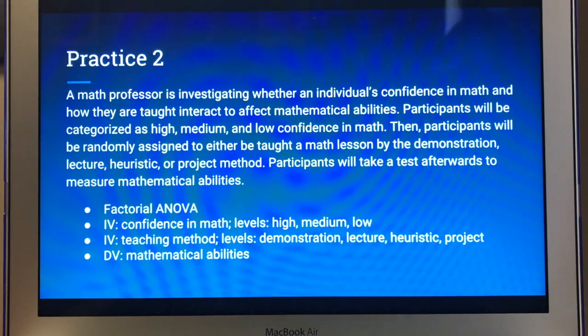Okay, so it's a factorial ANOVA. One of the independent variables is confidence in math, and the levels for that are high, medium, and low. Another independent variable is the teaching method, and the levels are demonstration, lecture, heuristic, and project. And the dependent variable is mathematical abilities. And the reason that this is a factorial ANOVA is because there are multiple independent variables.